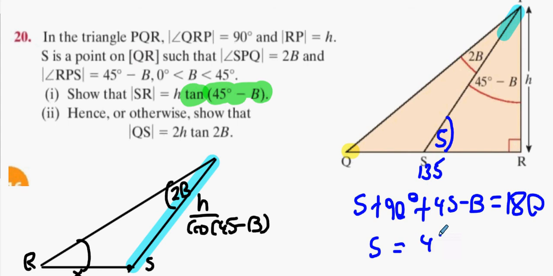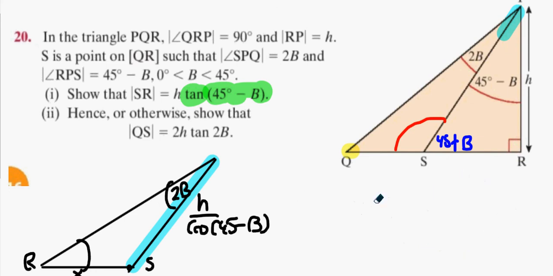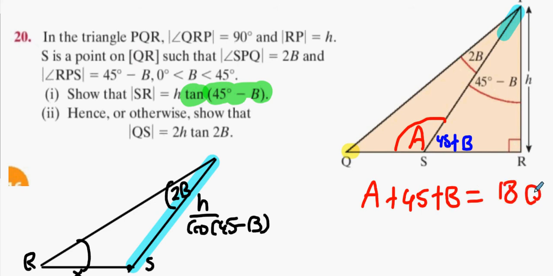Bring the B over the other side. Is everybody happy with 45 plus B? Is that right, you guys? Now, if that's 45 plus B, could anybody now tell me what the red angle is? Pick a letter for the red angle, just call it A, is that alright? So angle A plus 45 plus B is what? And then what's A on its own?